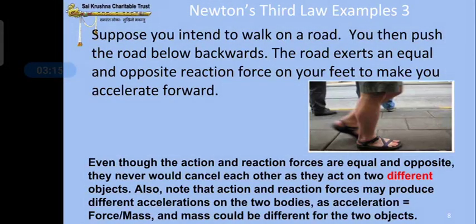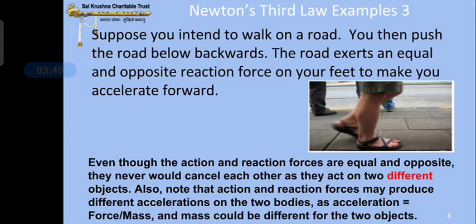One more example is, suppose you intend to walk on a road, you then push the road below backwards and the road exerts an equal and opposite reaction force on your feet to make you accelerate forward. Understood? So you push the road backward and the road in turn exerts an equal and opposite reaction, therefore you are able to move front.